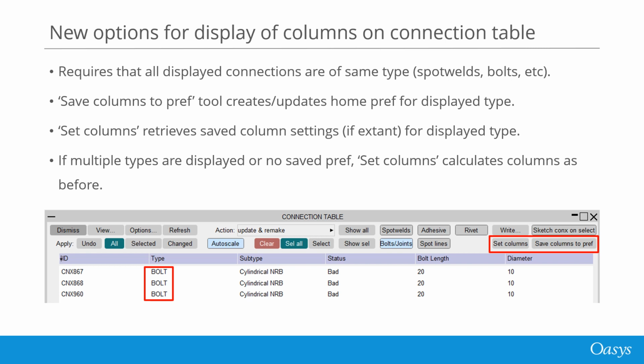It's worth mentioning that this new option requires all displayed connections to be of the same type, spot welds, bolts, etc. If they are different, the Set Columns button will still work as before.